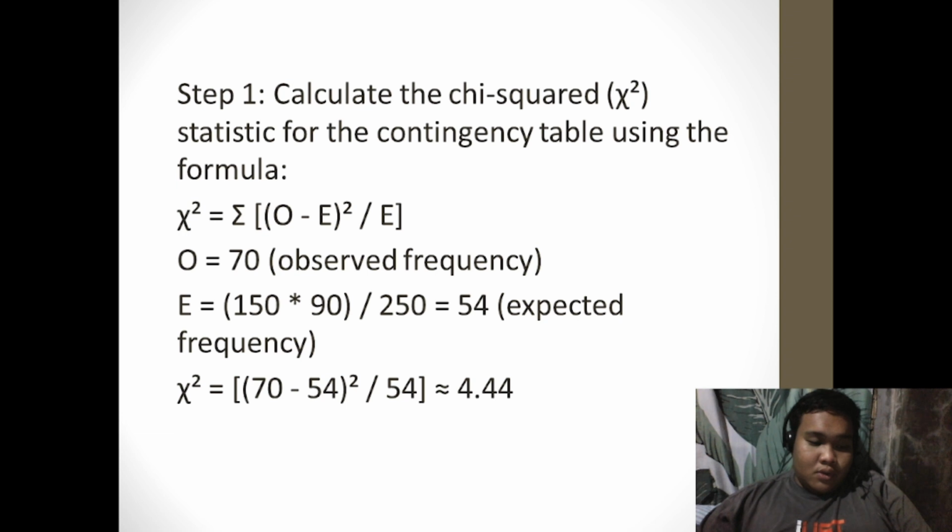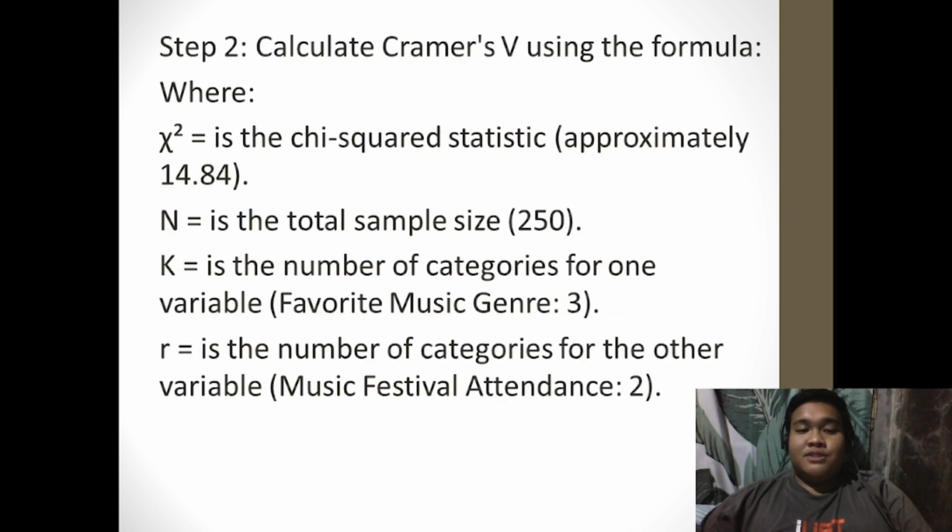So 4.54. Repeat this calculation for all cells and sum up the χ² values. So in this case, your chi-squared is 14.84. I did not show how I solved for the chi-squared because of lack of time and lack of slides. So if you have some questions, just ask me and send me a message. So let's proceed to step 2. Calculate Cramér's V using the formula where χ² is the chi-squared statistic, which is 14.84.